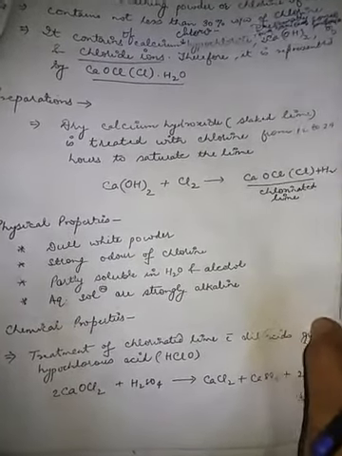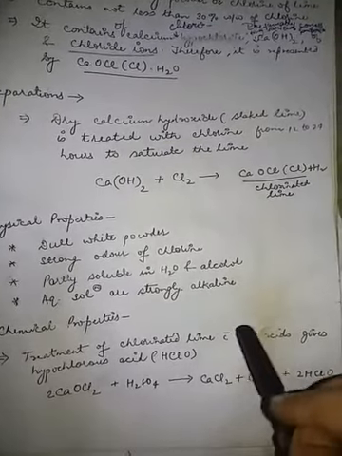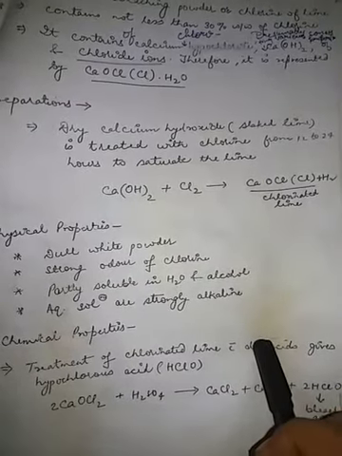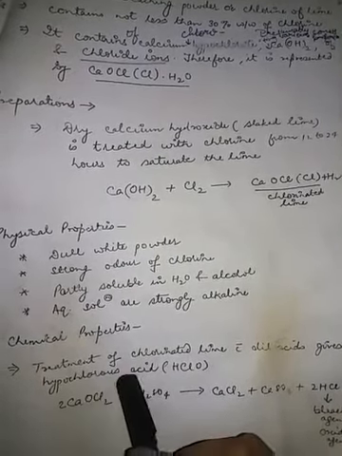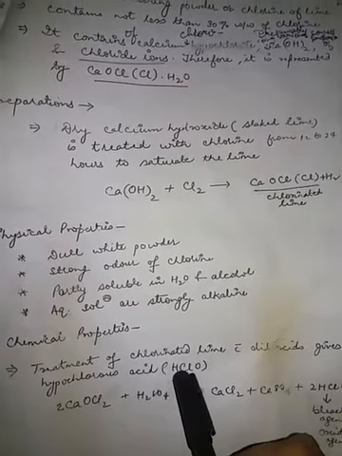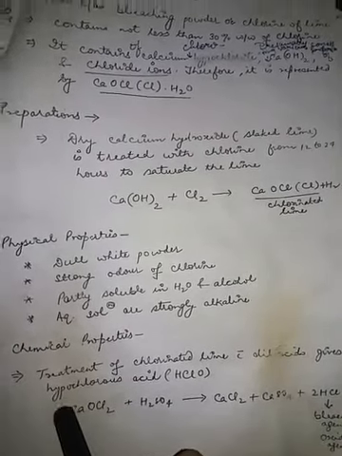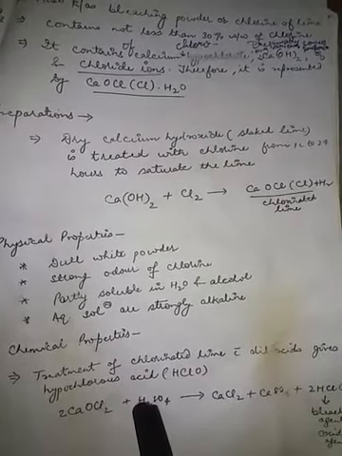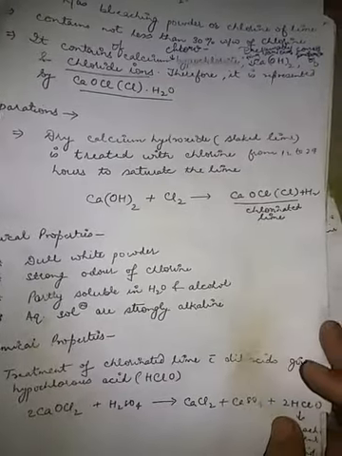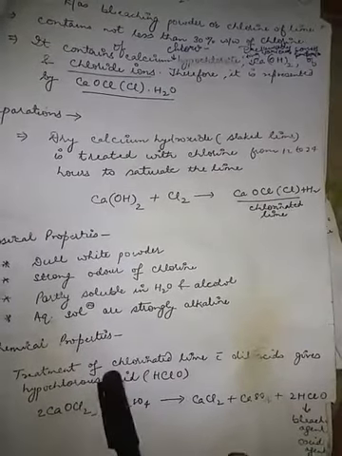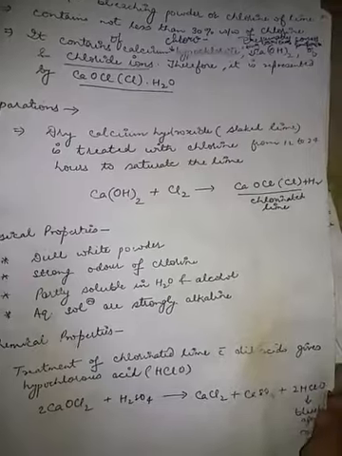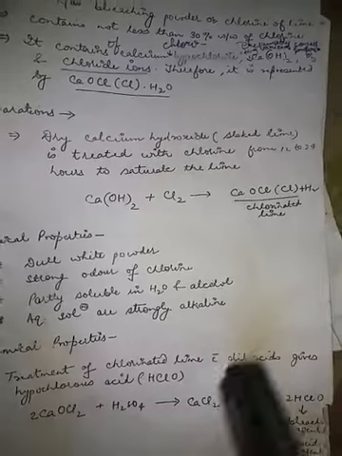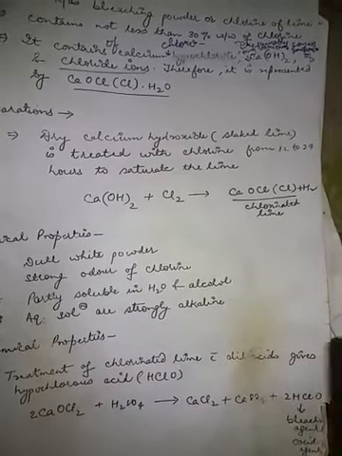The first is treating chlorinated lime with dilute acids. In dilute acids, what do we get? We get hypochlorous acid, which is HClO. This is the chlorinated lime, and this is the acid, sulfuric acid, which is dilute here. We get hypochlorous acid, which is also known as a bleaching agent or oxidizing agent. We also get calcium chloride and calcium sulfate.